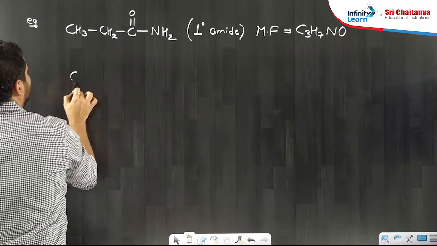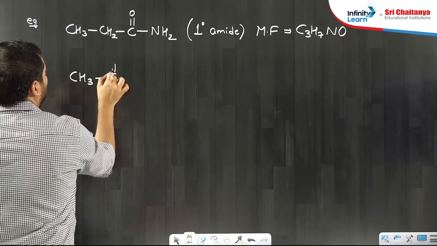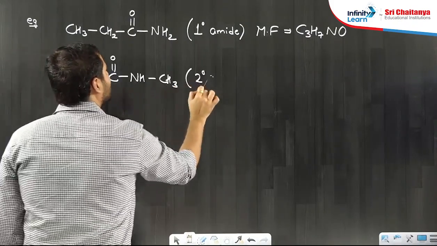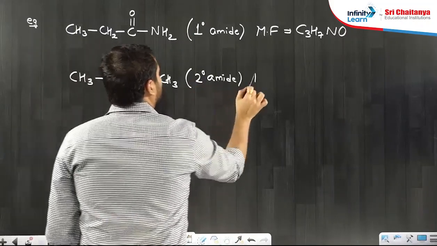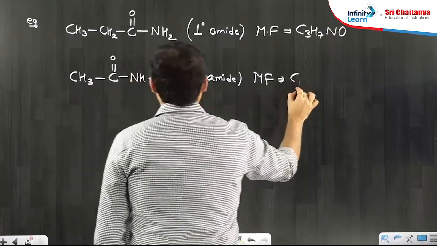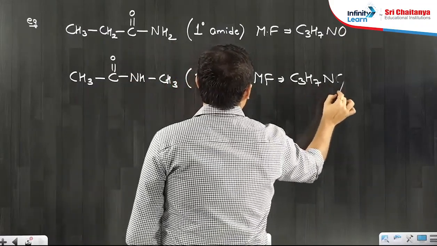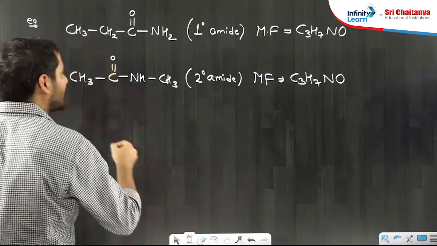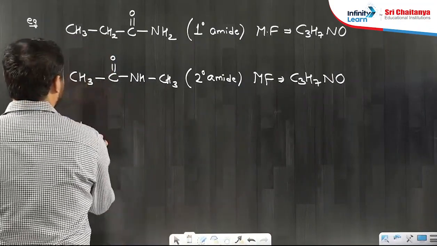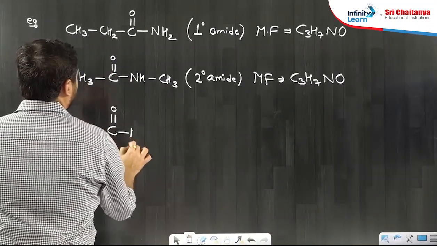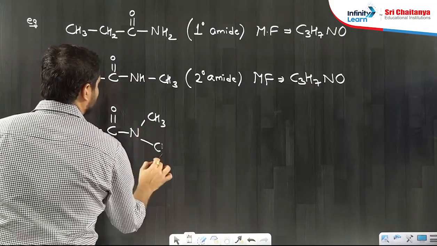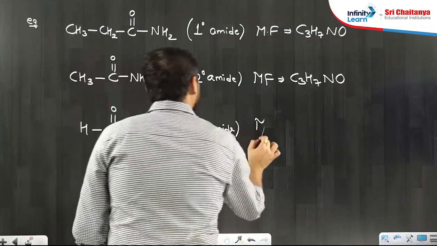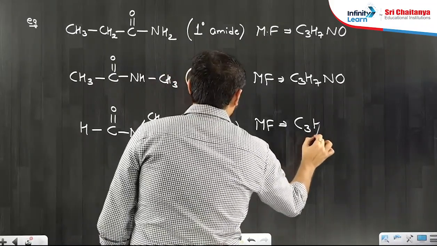Next, if we draw the structure CH3, C double bond O, NHCH3. Now this is the structure for which amide? Secondary amide. And if we write the molecular formula, same molecular formula, 3 carbon atoms, 7 hydrogens, nitrogen and oxygen. C3H7NO, nitrogen and oxygen, not only oxygen. Next, if I write hydrogen, C double bond O, nitrogen, CH3, CH3. Now this is an example of which amide? Tertiary amide. And same molecular formula, C3H7NO.